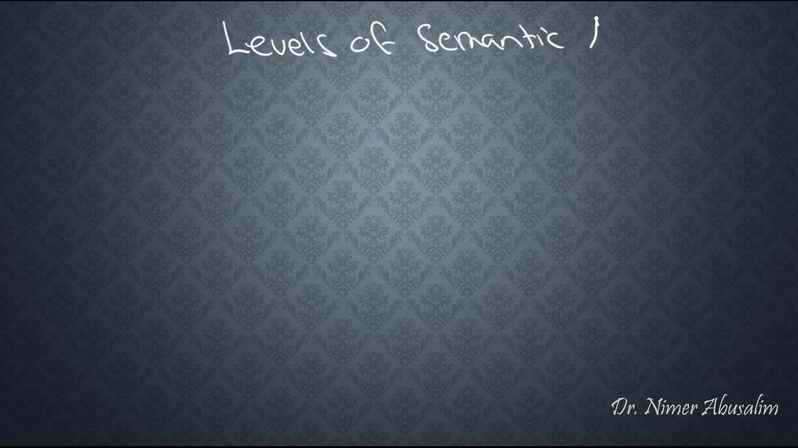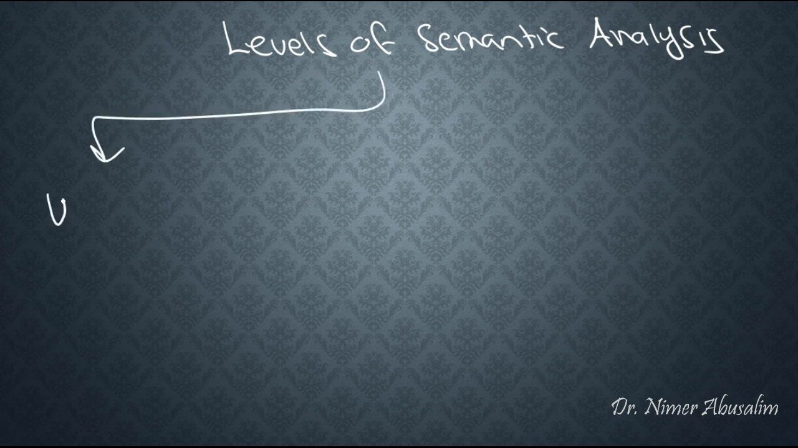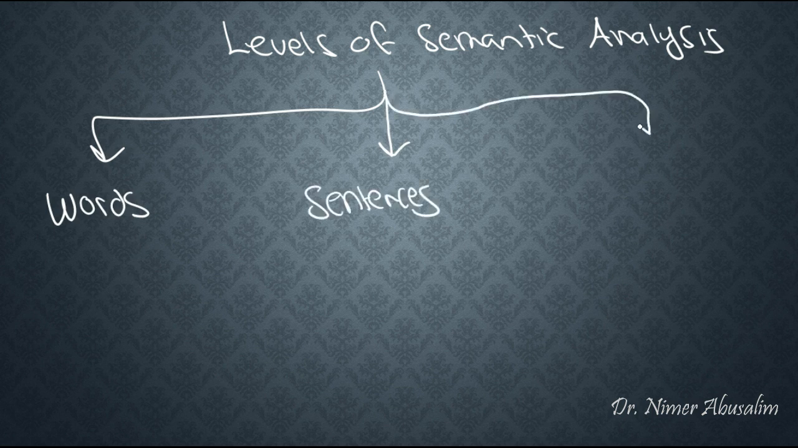Now that we're done with that, there's a third thing we want to keep in our minds before we start with a theory of semantics, and that is the levels of semantic analysis. Now we can look at semantics from more than one point of view. We can look at it in terms of words, we can look at it in terms of sentences, and we can also look at it in terms of utterances.